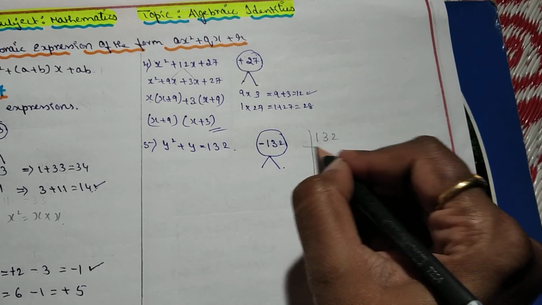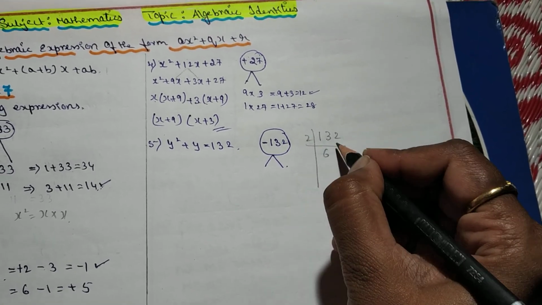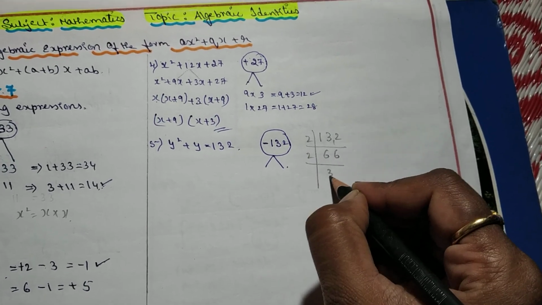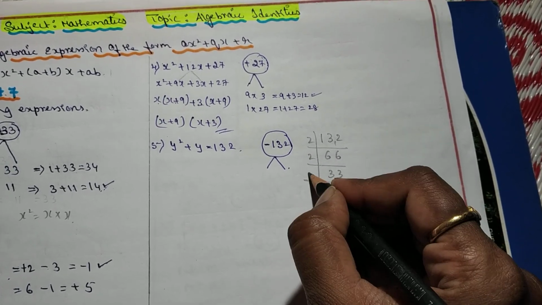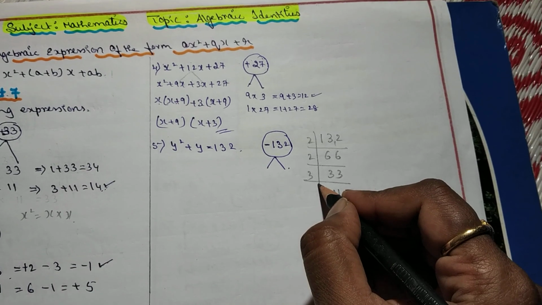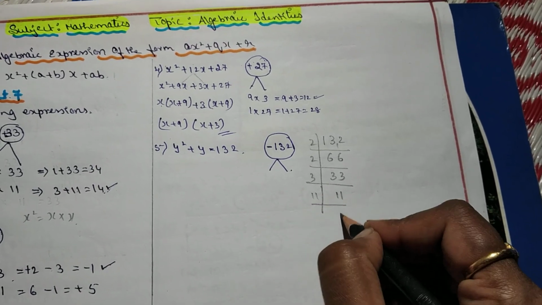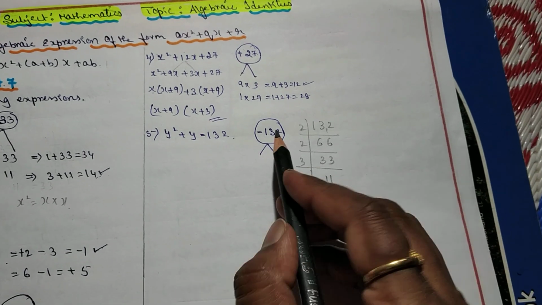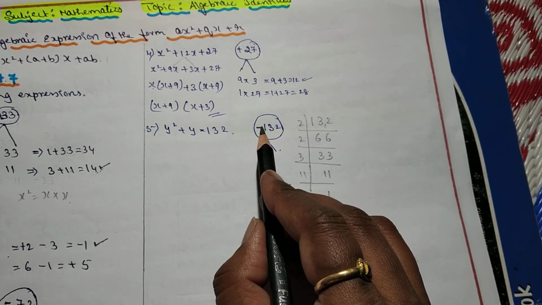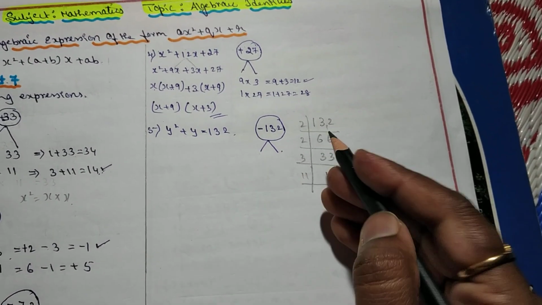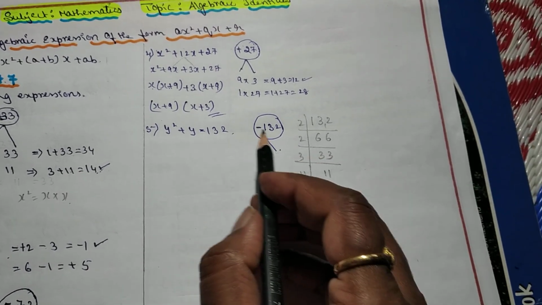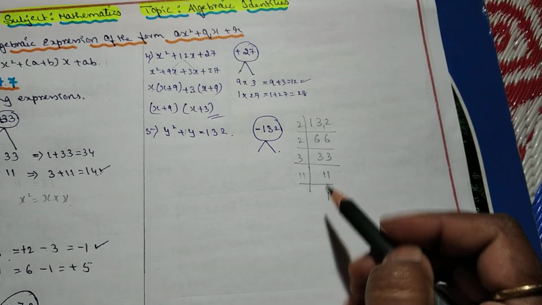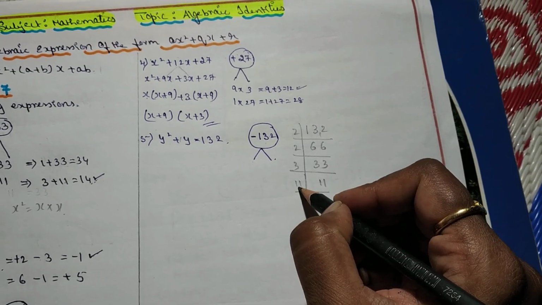Don't worry about it. Then 2 6s are 12. 1 remains, 2 6s are 12. Then 2 3s are 6. 3 1s are 3. And 11 1s are 11. So these are the factors. With this we have to make the arrangement. What should we get? Minus. Minus in the sense we have to subtract the numbers. After subtraction I should get 1 as the resulting answer, right? So here keep 11 as it is.